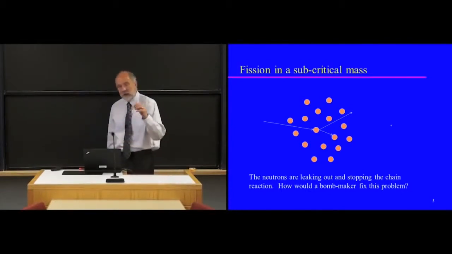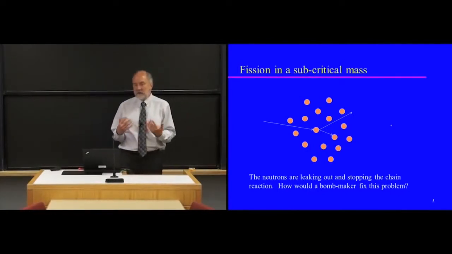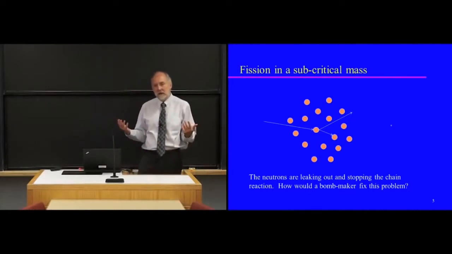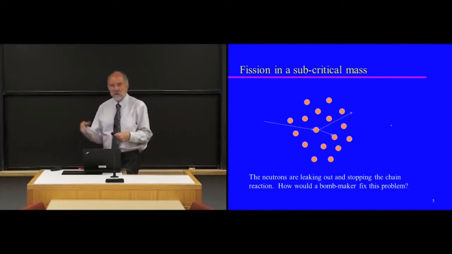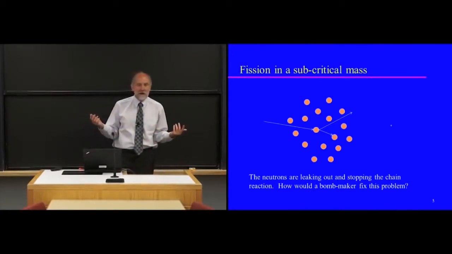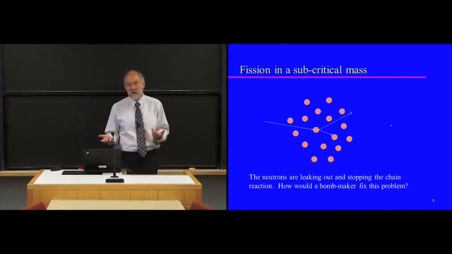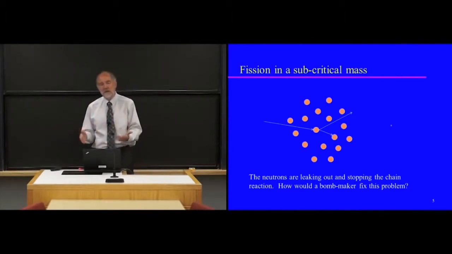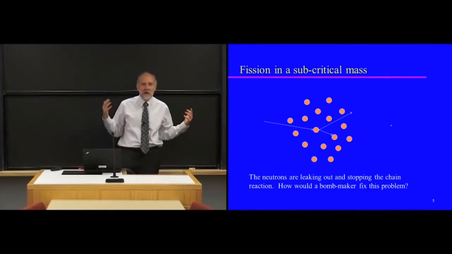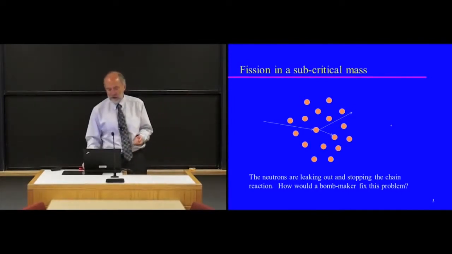So here what's happening is a neutron is coming in and hitting an atom, and that releases a couple of neutrons, and one of those neutrons hits an atom, but the other one goes flying out of the group of atoms. And if that keeps happening, the reaction will come to a halt because you'll run out of neutrons. And you won't have this continuing and accelerating chain reaction. So the question is, if I want to make a nuclear bomb, how do I deal with the fact that my neutrons are leaking out of the system and stopping the reaction?